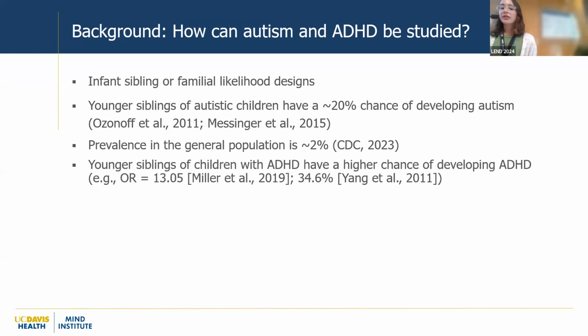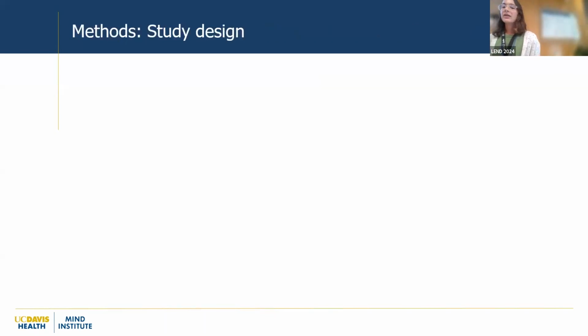Similarly, younger siblings of children with ADHD have been found to be 13 times more likely to develop ADHD than younger siblings of children without ADHD. So knowing this background, I'm going to walk you through our study design in a bit more detail.